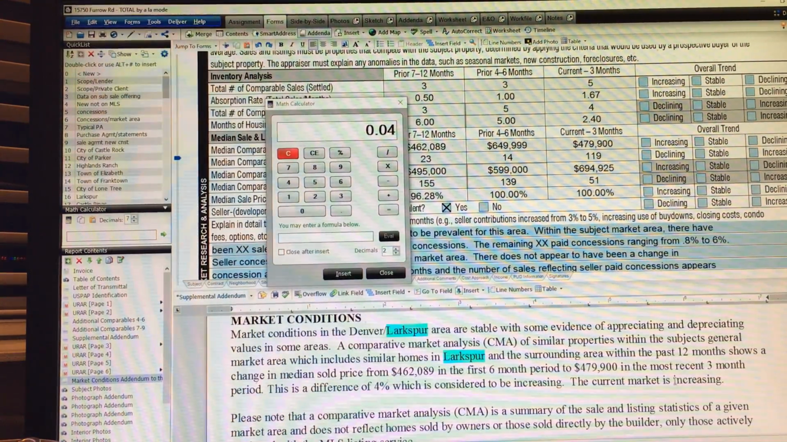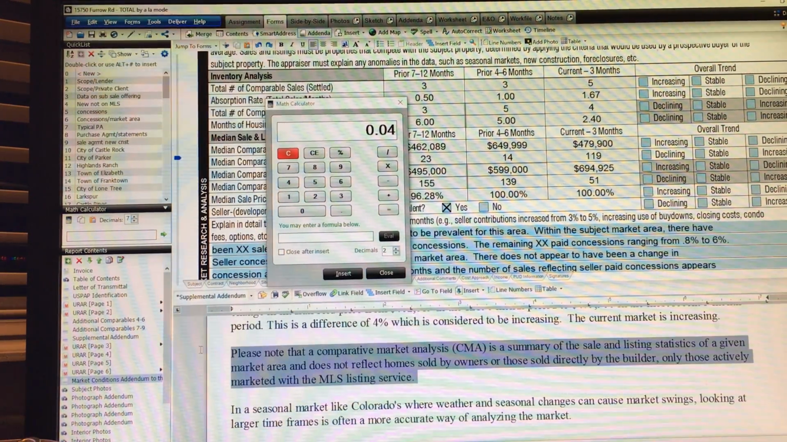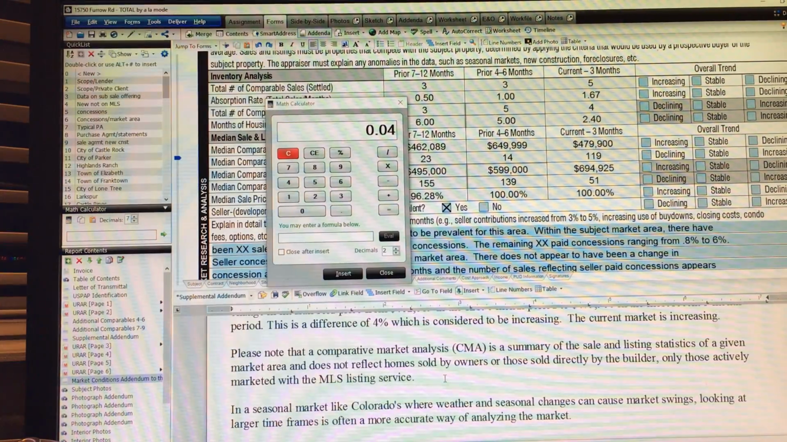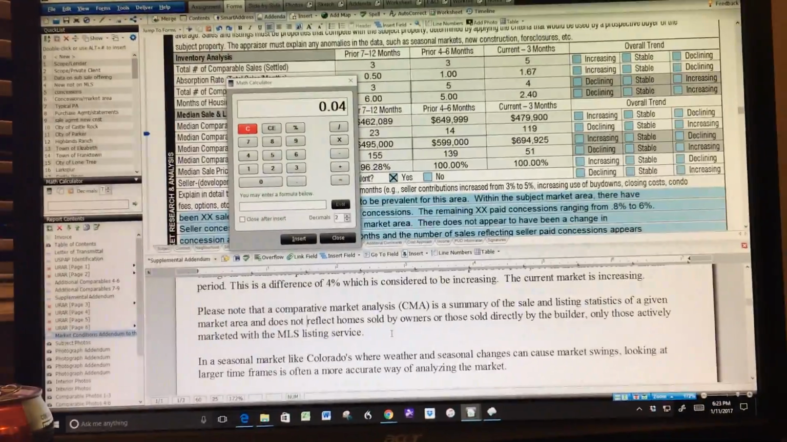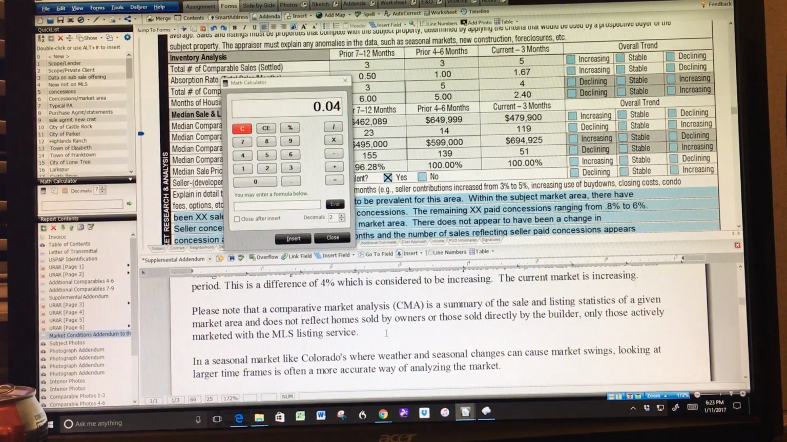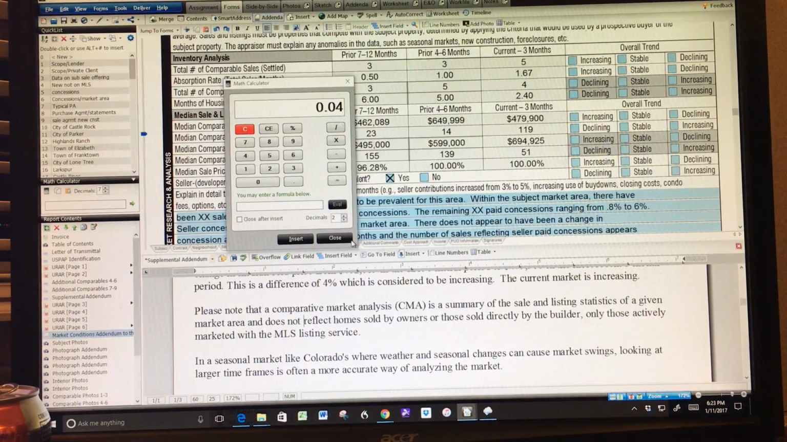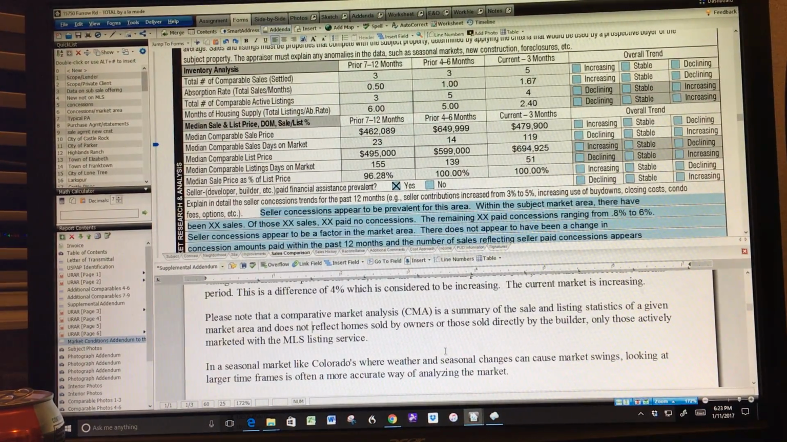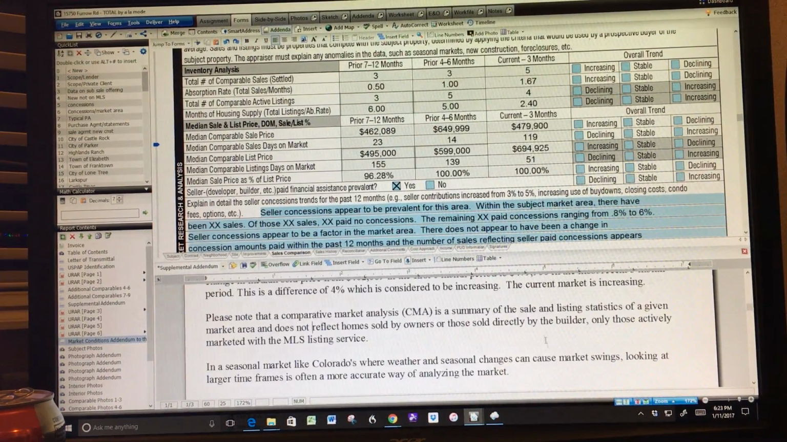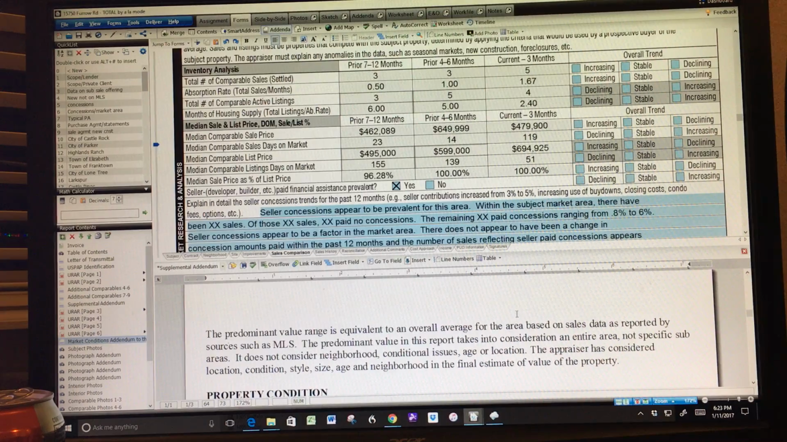We've got another paragraph. This one can stay exactly the same. This is just an explanation that states that builders don't necessarily put their homes on the MLS. So the market conditions data that I'm looking at will likely not include all of the new construction in the area. That's all that says. This next paragraph says, Colorado has seasons. Sometimes people buy more in one season than they do in the next.